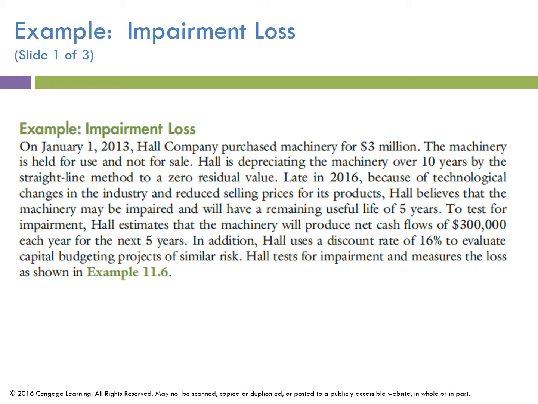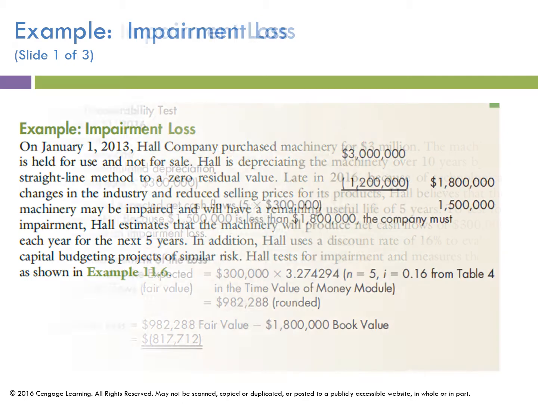To test for impairment, they estimate that it will produce cash flows of $300,000 each year for the next 5 years. In addition, Hall uses a discount rate of 16% to evaluate any kind of capital budgeting projects, so purchases of assets that are similar to this with similar risk. So Hall will test for impairment as follows.